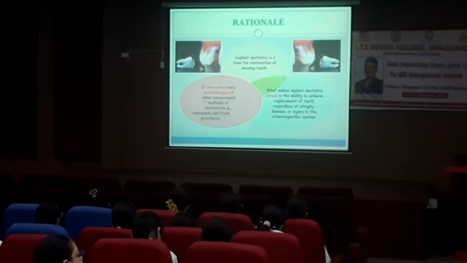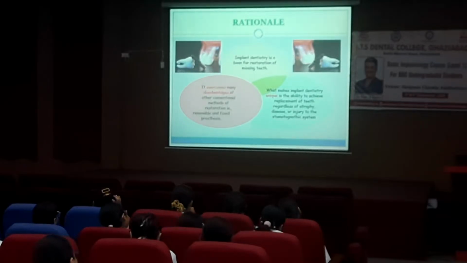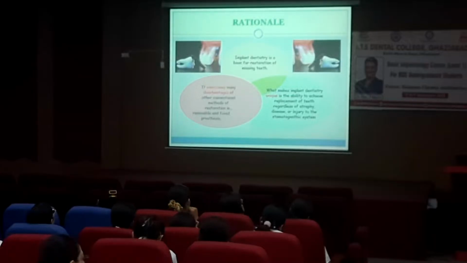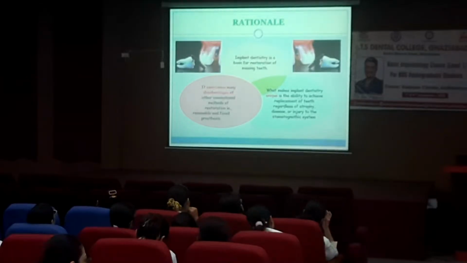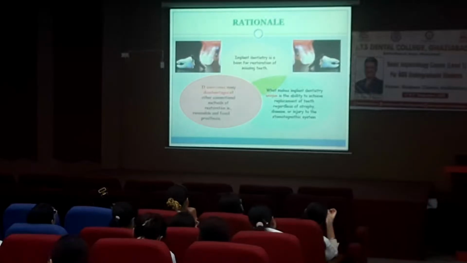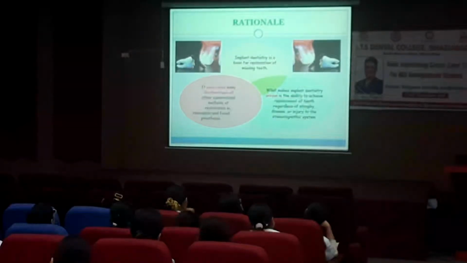So that is the first rationale. Second is to overcome many disadvantages of other conventional methods of restoration. For example, removable prosthesis, which we already discussed, because there is a problem of retention, a problem of mobile teeth, and a lot of problems with the denture and the prosthesis during mastication. Then sometimes it is not getting proper stability and retention. To overcome all of these problems, we have a new option, that is the implant.